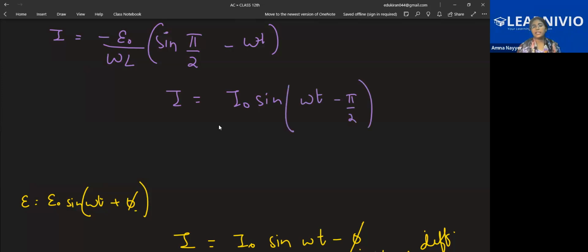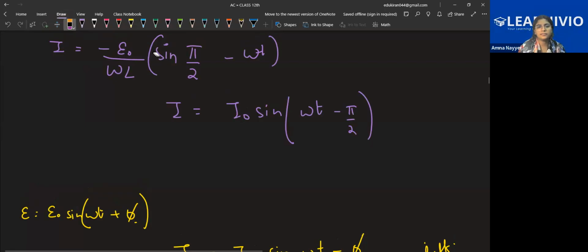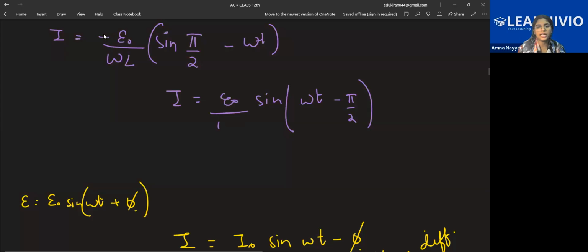Not I naught, sorry, E naught by omega L. Minus sign has been shifted. I have interchanged the bracket. So that's why this minus sign has gone.